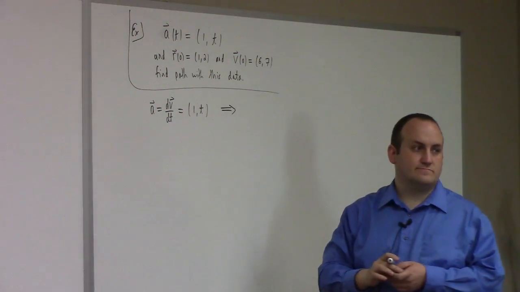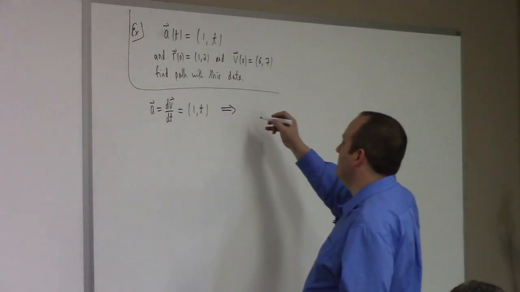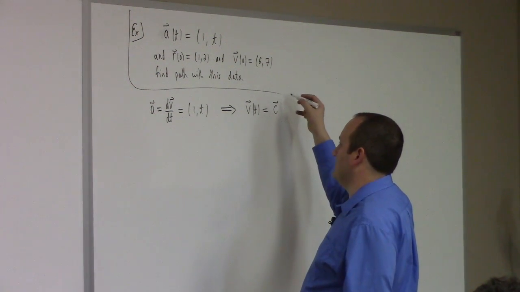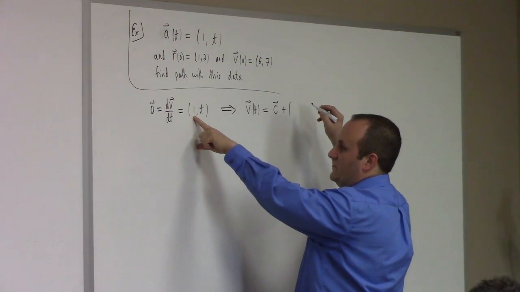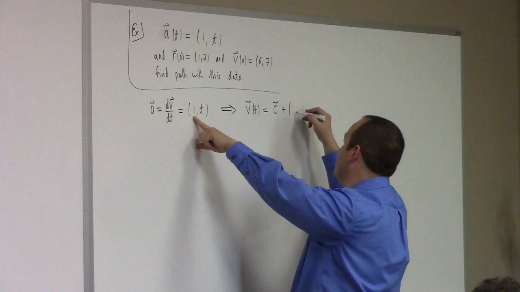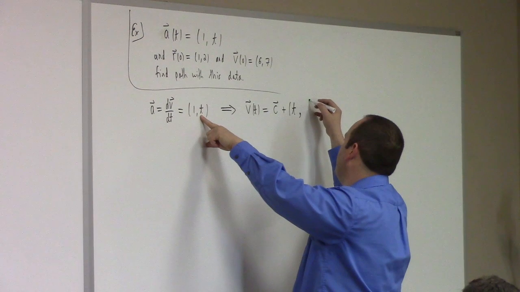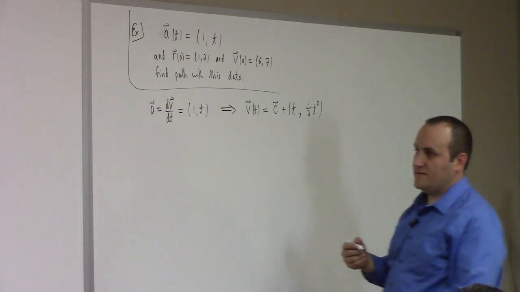How do you solve for v? What's this process? Yeah, integration. So how do you integrate? Well, you just integrate component by component, basically. So this tells me v of t is equal to some constant vector, I don't know what it is yet, plus, well, t integrates to what? Integral of 1 is what? What can I differentiate and get back 1? t, right? What can I differentiate and get back t? t squared over 2, right? Yeah, 1/2 t squared. So there's the velocity up to a constant vector.